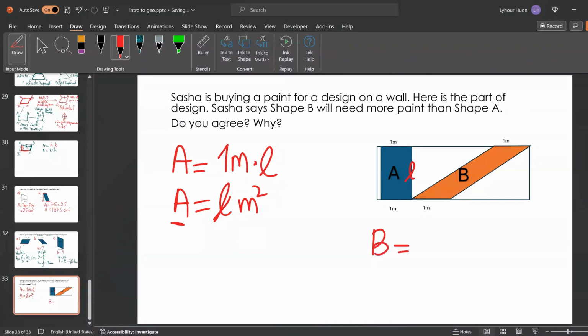We also need to find the area. Area for the parallelogram. Let's say area for shape B. So it's base times height. Base times the height. What is the base for the parallelogram B? 1 meter. How about the height for the parallelogram B?